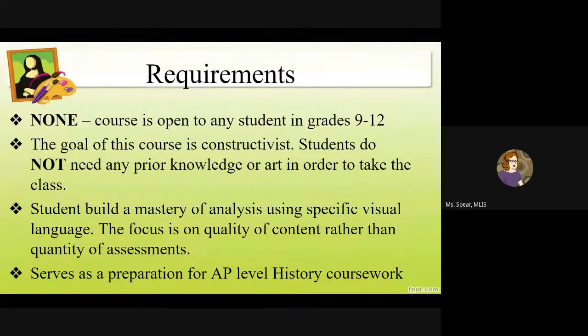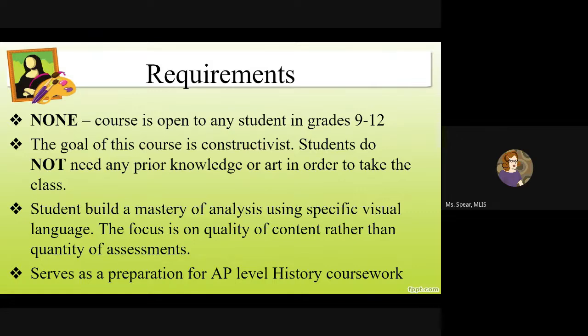There is no prerequisite for this course. It's open to any student in grades 9 through 12. The goal of the course is to teach students the ability to analyze an artwork, so there's no need for any prior knowledge of artwork. If the student does, that's terrific, but it's not a requirement prior to entering the course. They will learn those skills as they go through the course.